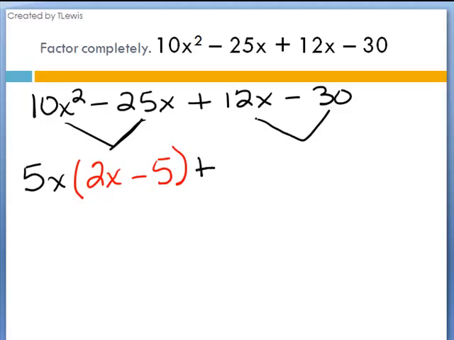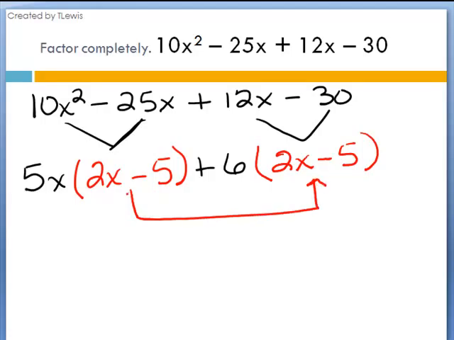And then let's find the GCF for 12x and 30. The GCF for 12 and 30 is 6. And we cannot factor out an x because x must be in both terms. So what's left over? 2x minus 5 whenever we divide the 6 out. So remember, your leftover terms must match exactly.